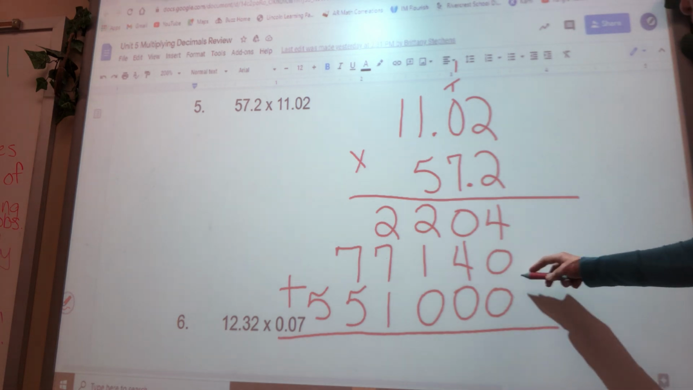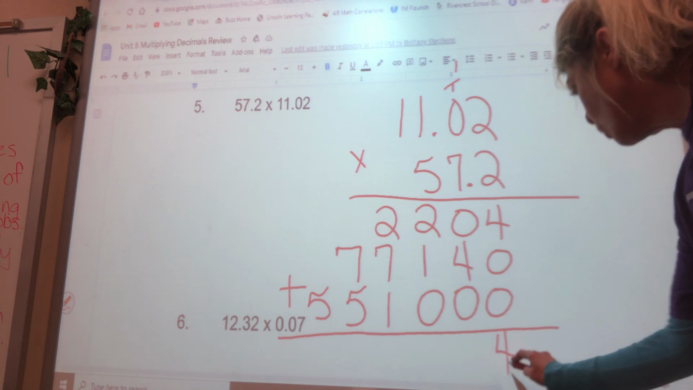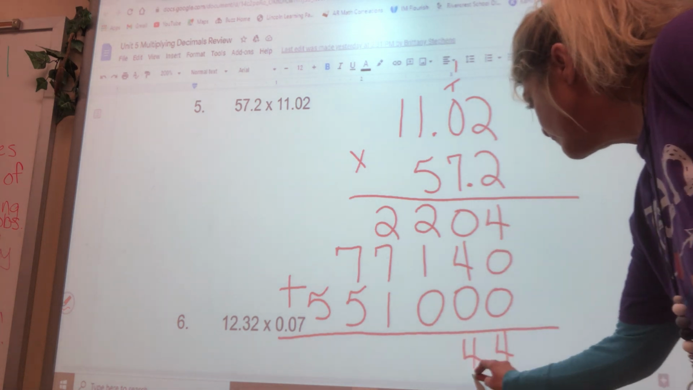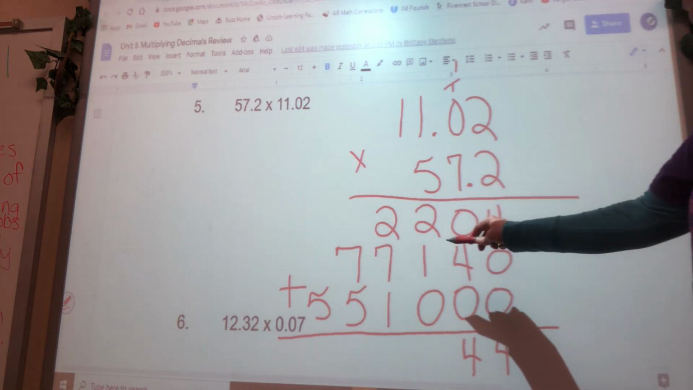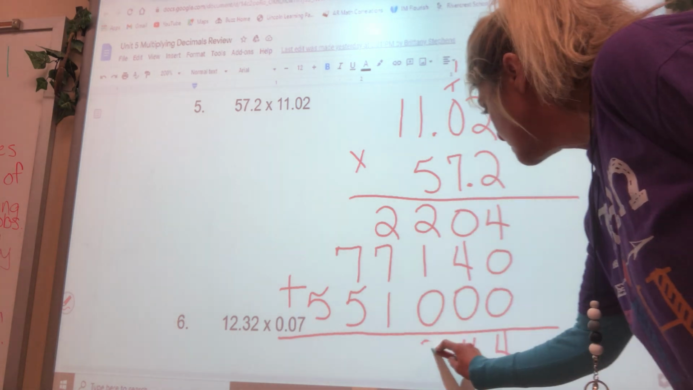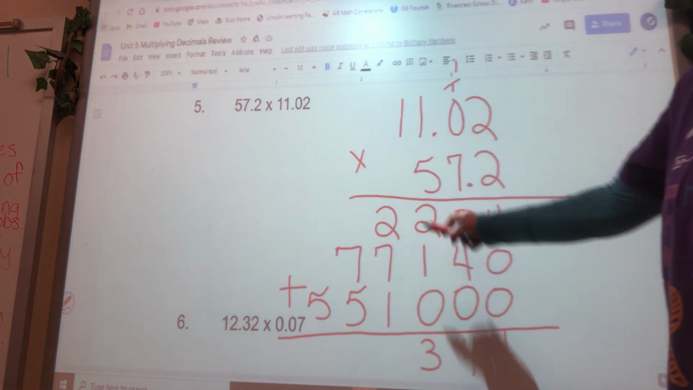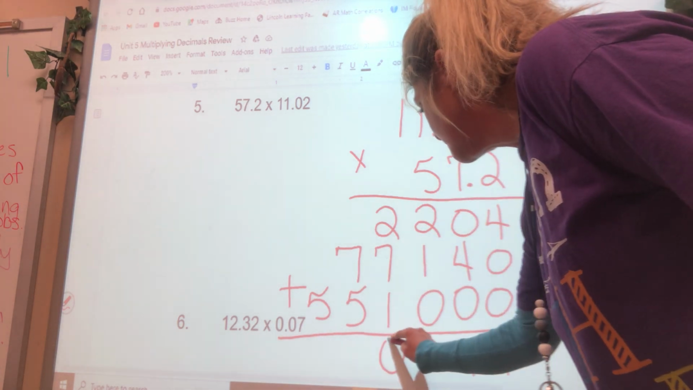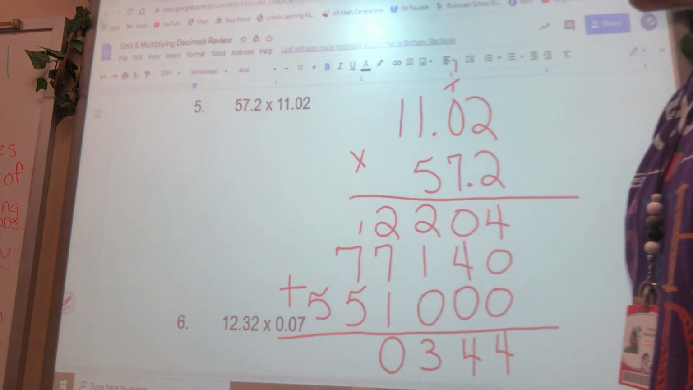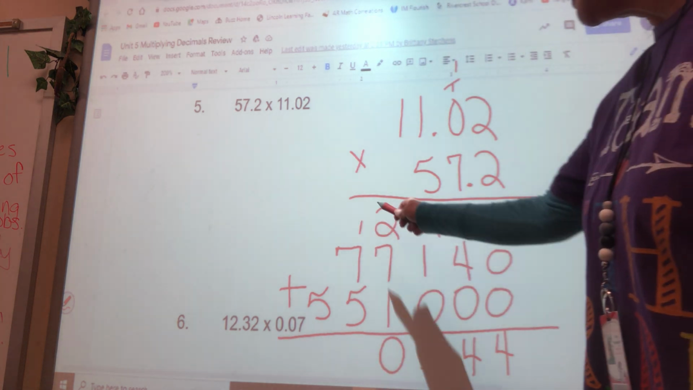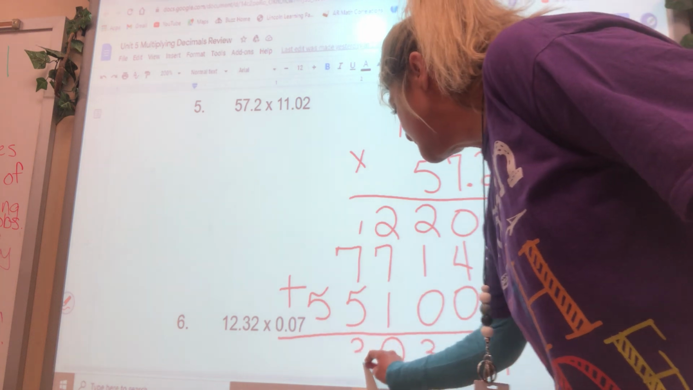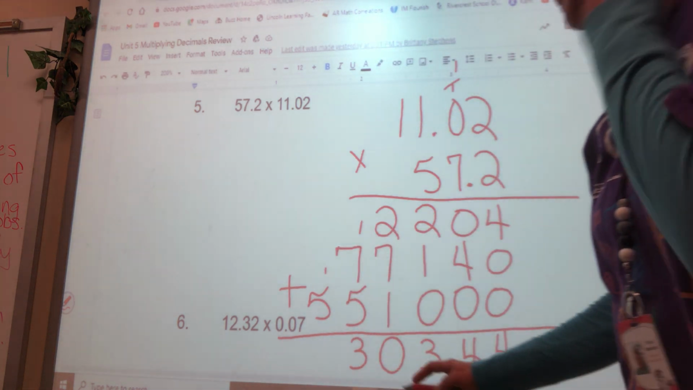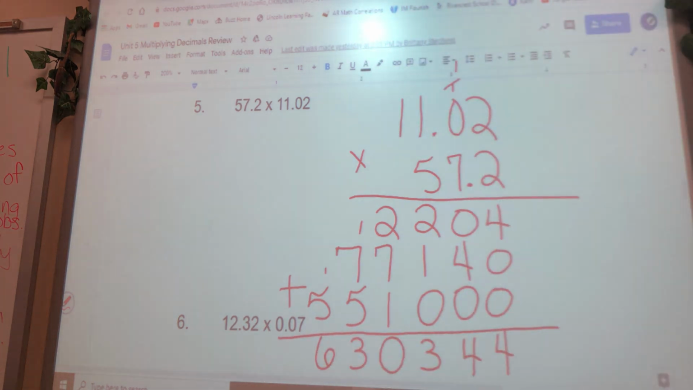4 plus 0 is 4. 0 plus 4 plus 0 is 4. 2 plus 1 plus 0 is 3. 2 plus 7 is 9, plus 1 more is 10. 7 plus 5 is 12, plus 1 more is 13. And 5 plus the 1 we carried is 6.